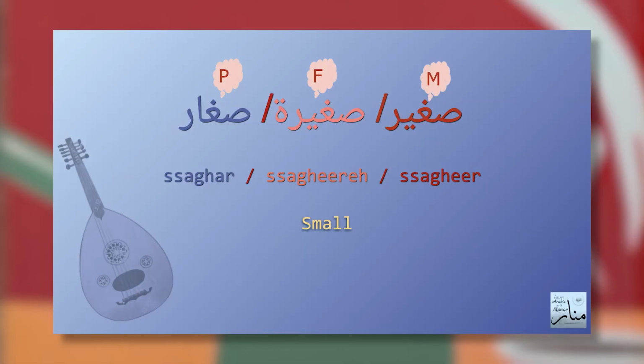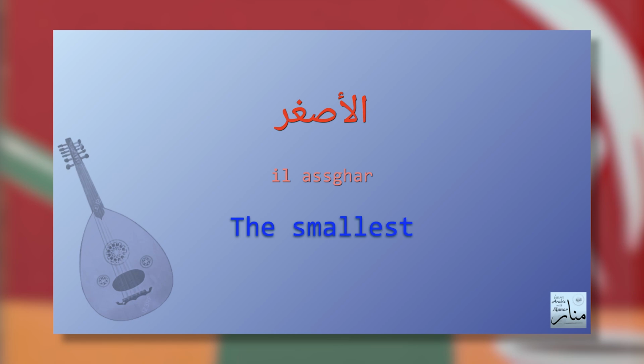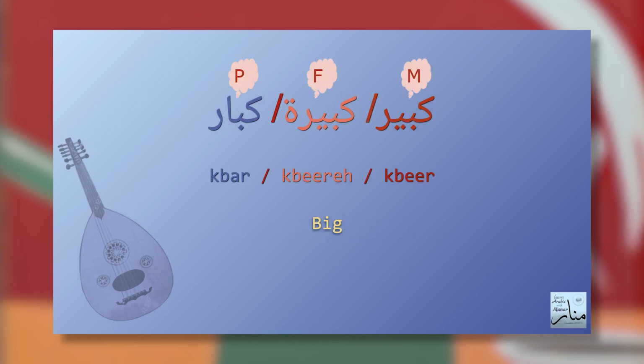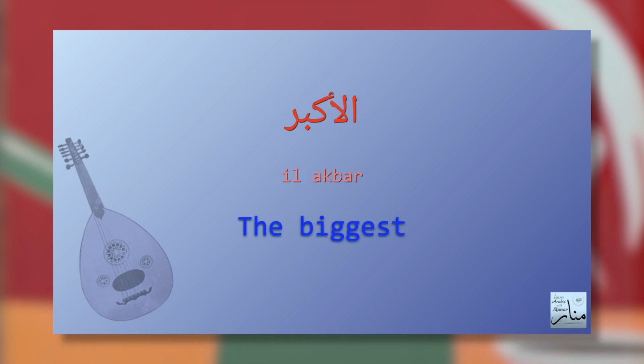Now let's go over our words and sentences for today. Small, صغير masculine, صغيرة feminine, صغار plural. Smaller than أصغر من. The smallest الأصغر. Big كبير masculine, كبيرة feminine, كبار plural. Bigger than أكبر من. The biggest الأكبر.